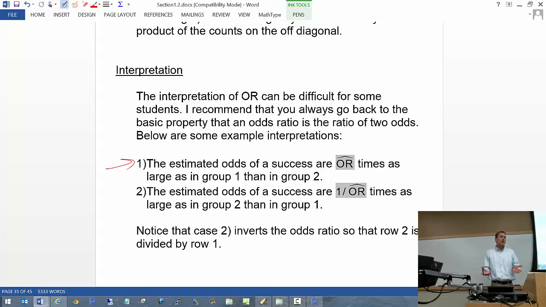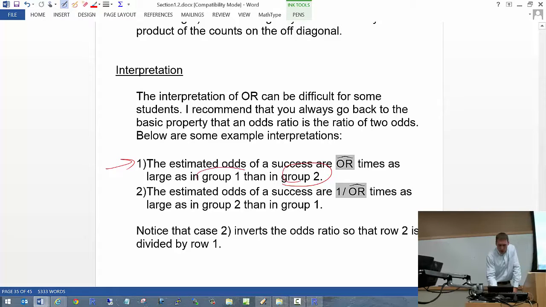That makes sense. You're comparing 2 odds of success, group 1 versus group 2, and we're looking at times as large. Let's think of what we were talking about in terms of the relative risk before. If you ever have problems thinking about what an odds ratio is and how to interpret it, and you'll see this as we go along, just go back to the basics: it's the ratio of 2 odds. That's it.